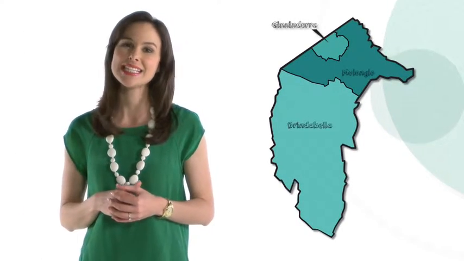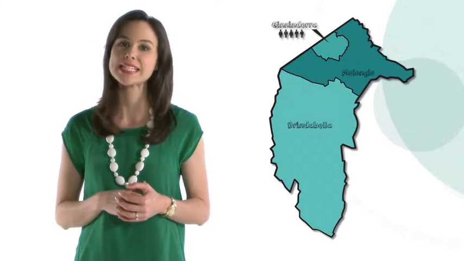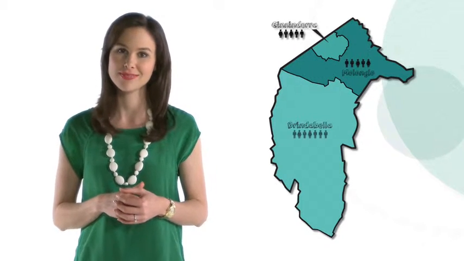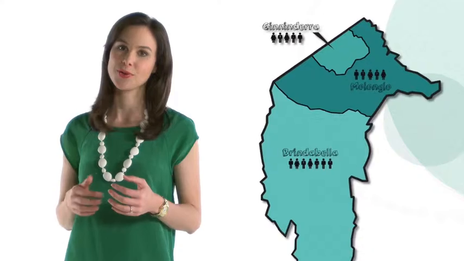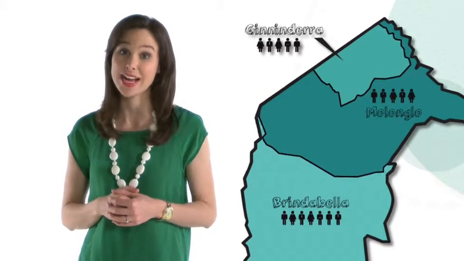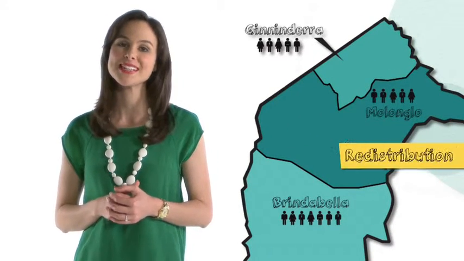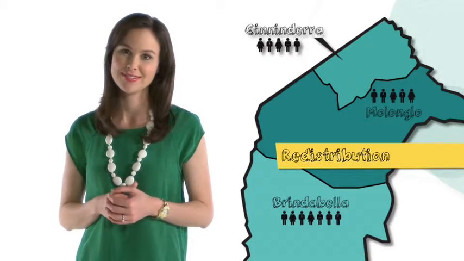Before an ACT Legislative Assembly election, the ACT Electoral Commission checks how many people are living in each electorate. Sometimes the borders of an electorate will need to change to make sure it's the right size. This process is called a redistribution.